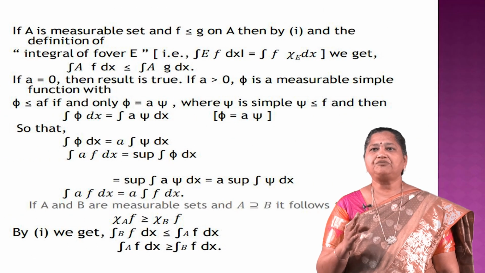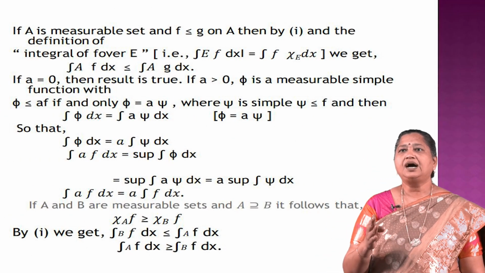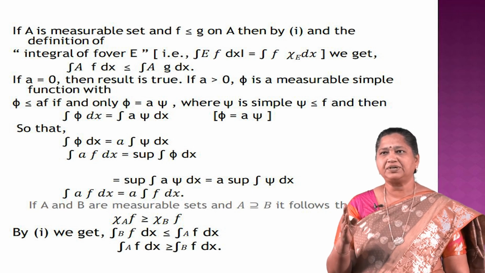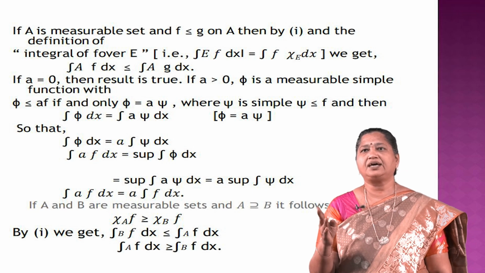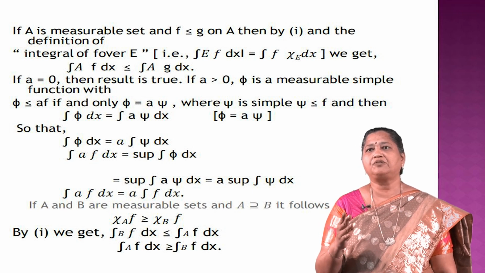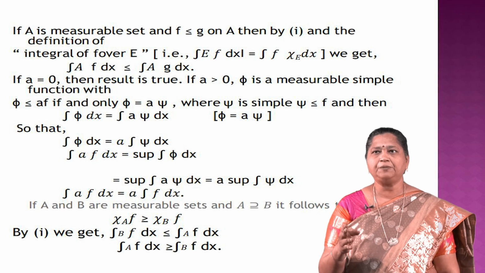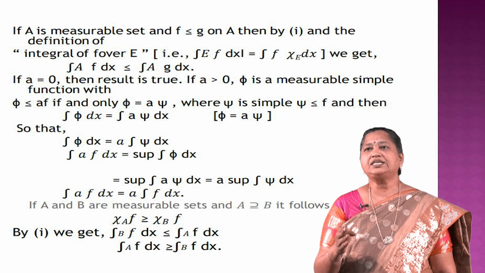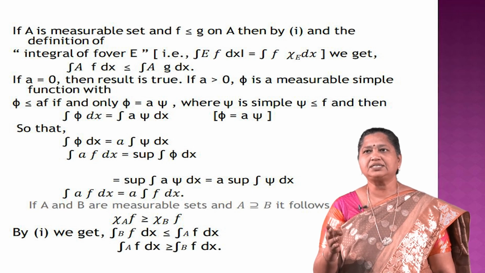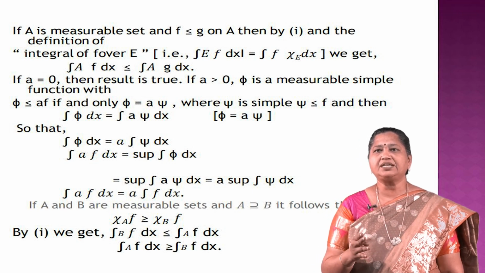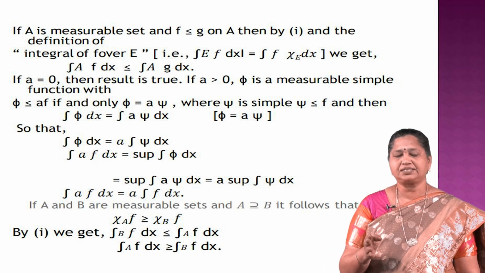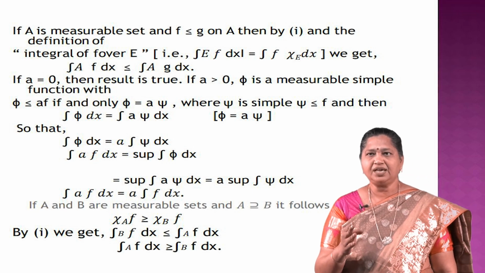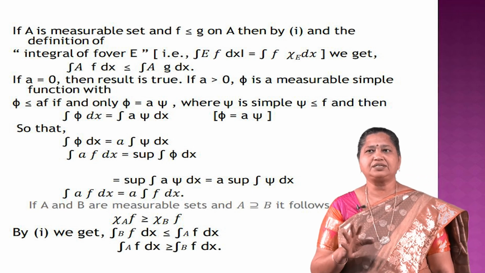So if A is a measurable set and f is less than or equal to g on A, then by the first result and the definition of the integral of f over E, that is the integral over E of f dx equals the integral of f times chi_E dx, we get the result that the integral over A of f dx is less than or equal to the integral over A of g dx. So if a equals 0, the given result is true.